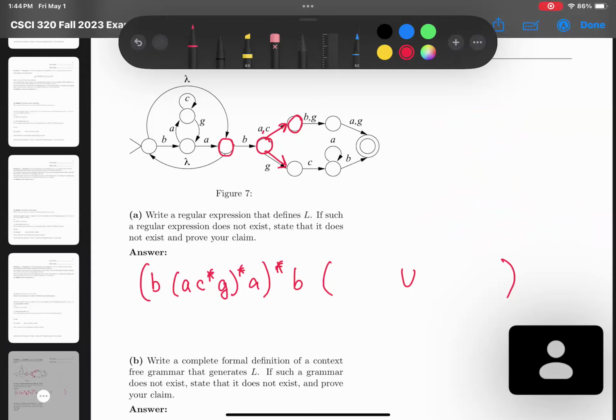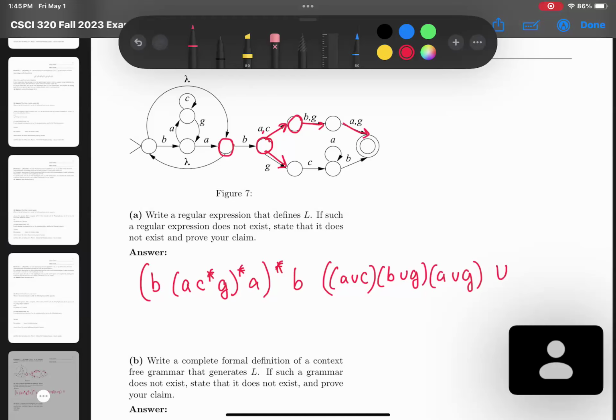Let's write that over here. Now I'll make some more space. And then following that is B or G. So B union G. And then following that is A union G. So again, I'll make some more space. A union G. That's the first path, and that should take us to the final state.